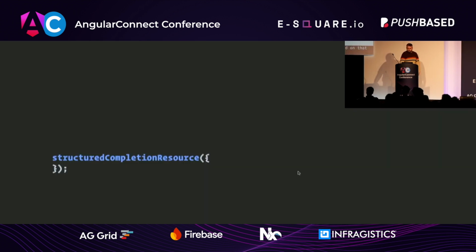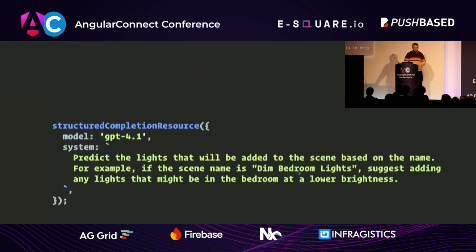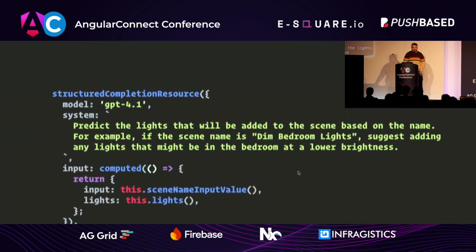So how does this work? Well, just as I showed you the completion resource, Hashbrown also comes with a structured completion resource for getting structured data out of a large language model. It starts the same way. You pick a model, again, in this case, I'm using GPT 4.1, and you give it a system instruction. Hey, help the user pick the lights based on the name they've entered so far. We're also going to give it the input data. This is still the same as we've seen before.